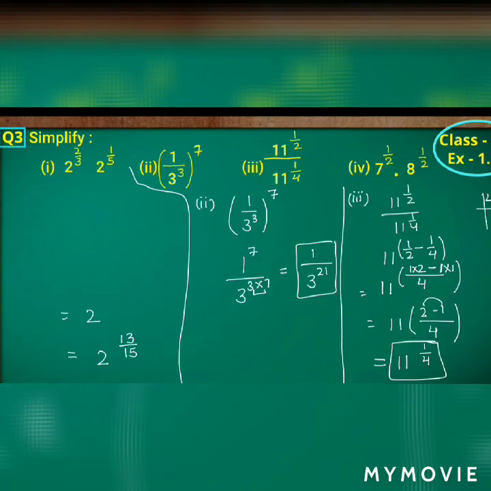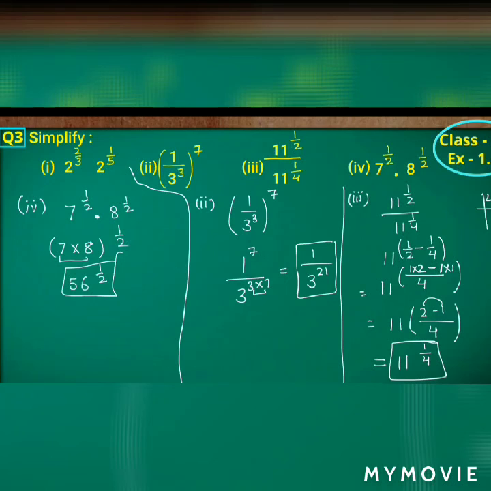And the last one, 7 power 1 by 2 into 8 power 1 by 2. If you observe, we are having different bases with the same power. I have already told that we are having the law of exponents, that is a power m into b power m can be taken as a into b whole power m. You just multiply the bases here. So you have to multiply the bases of the common power. So 7 into 8 whole power 1 by 2. So 8 sevens are 56, whole power 1 by 2, isn't it?